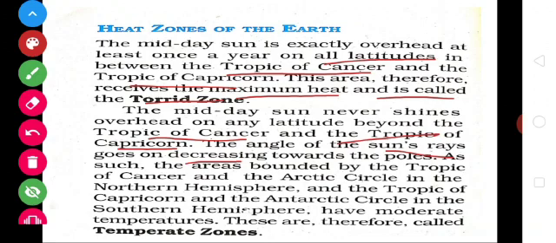As such, the areas bounded by the Tropic of Cancer and the Arctic Circle in the northern hemisphere and the Tropic of Capricorn and the Antarctic Circle in the southern hemisphere have moderate temperatures. These are therefore called temperate zones.